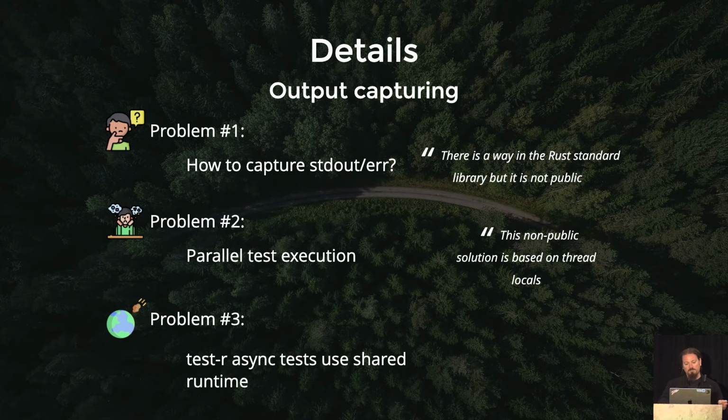But even if it were public, it wouldn't be good for us, because in Testar, the async tests are using the same runtime, a multi-threaded Tokio runtime, because that's important for the shared dependencies. So in this case, a thread local-based solution wouldn't help. The outputs would be mixed up completely as the runtime runs on multiple threads. So what can we do?